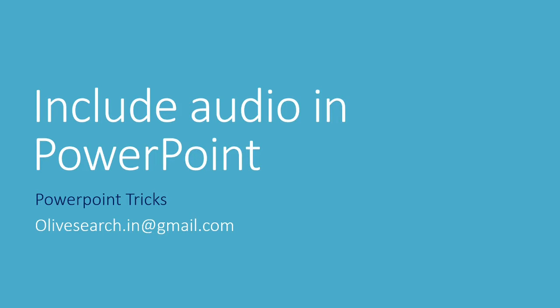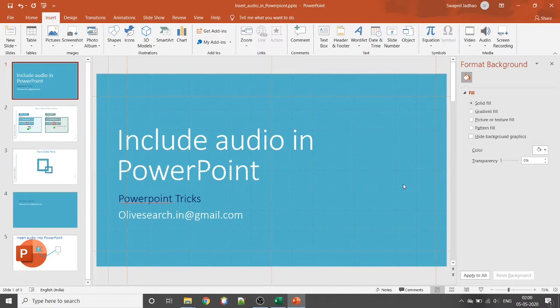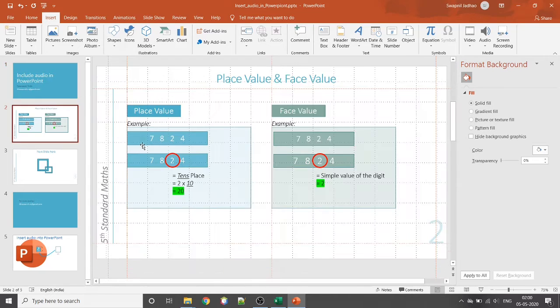In this session, we'll understand how we can include an audio into a PowerPoint presentation. So let's say this is a sample slide where you need to include an audio for this slide. What we need to do is click on this insert tab, and on the far right there is an option called audio. Click on this audio and select the second option that says record audio.